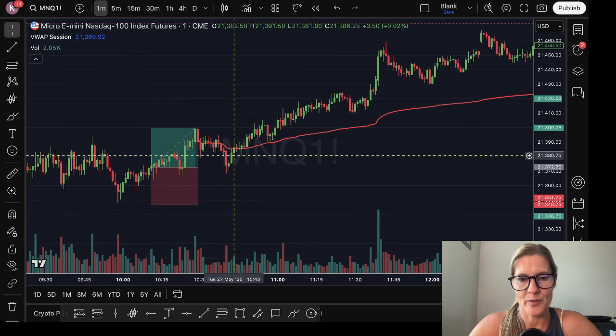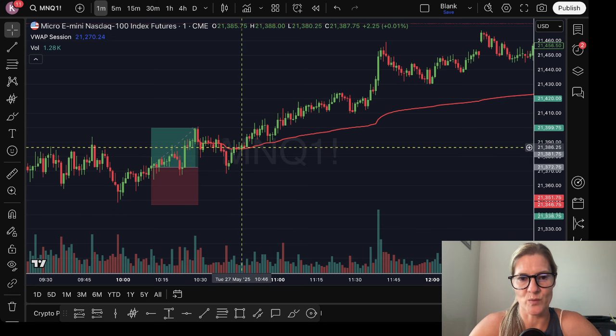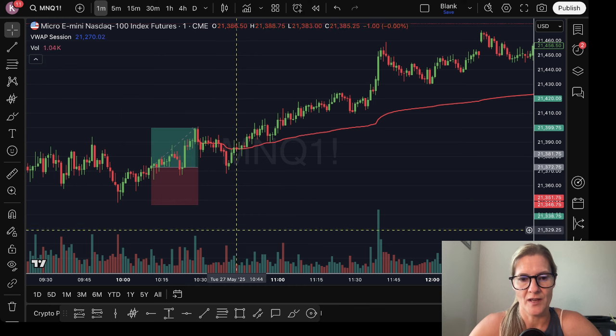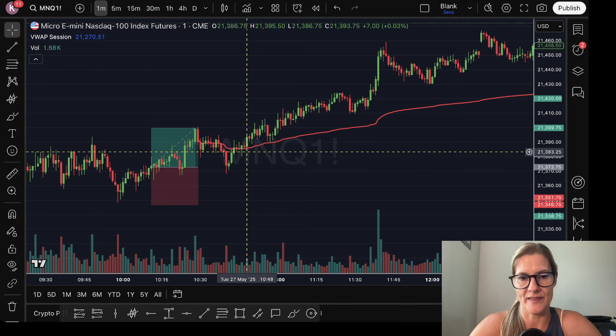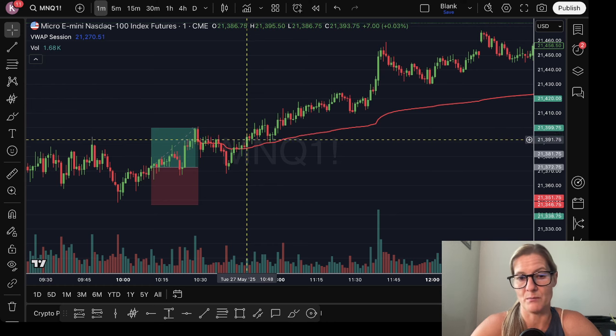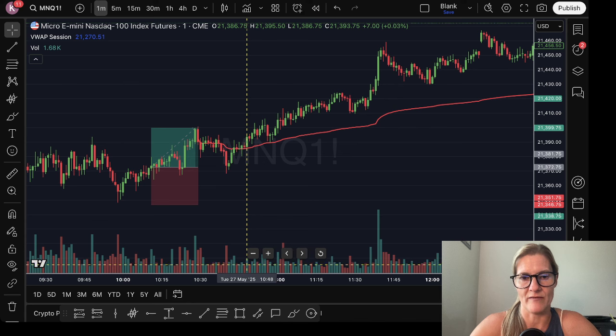So it's kind of chopping around here. I would not take that entry yet. This is the first 1 minute candle that closes above. Volume is not super impressive, so I would not take that one. I would wait until this bar right here. So it's a much stronger close, and there's a confirmation down here with volume.